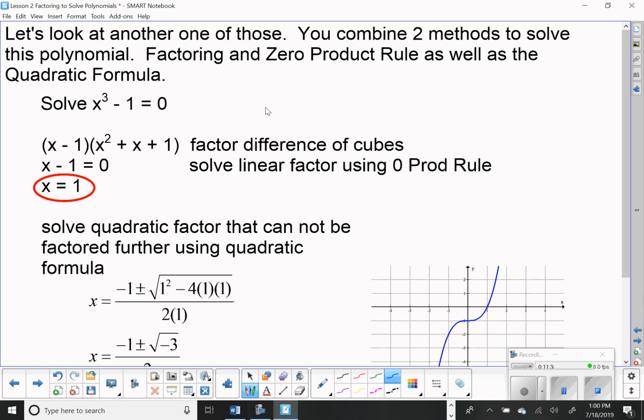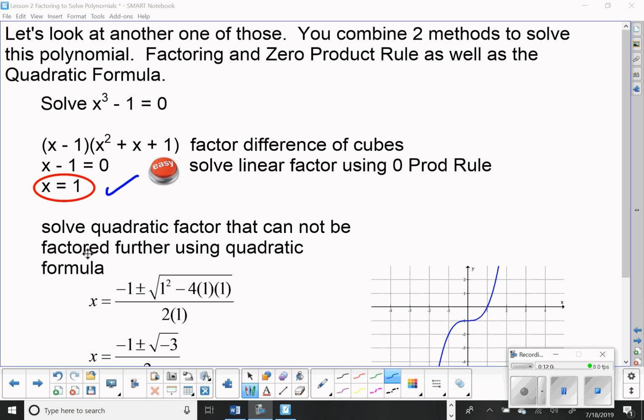Let's look at another one of those. You combine two methods to solve this polynomial: factoring and zero product rule, as well as the quadratic formula. We have x cubed minus 1 equals 0. First, we factor. It's a difference of cubes. Then we solve the linear factor. Well, that was easy. That's where you hit the easy button. Solve linear factor using zero product rule.